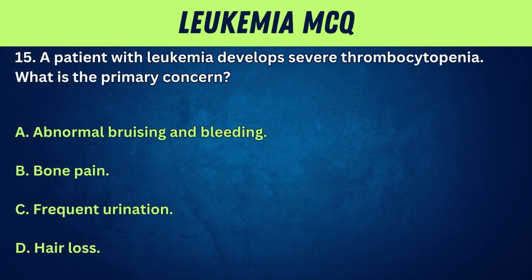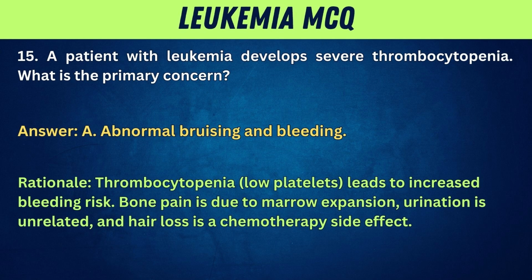15. A patient with leukemia develops severe thrombocytopenia. What is the primary concern? A. Abnormal bruising and bleeding. B. Bone pain. C. Frequent urination. D. Hair loss. Answer: A. Abnormal bruising and bleeding.